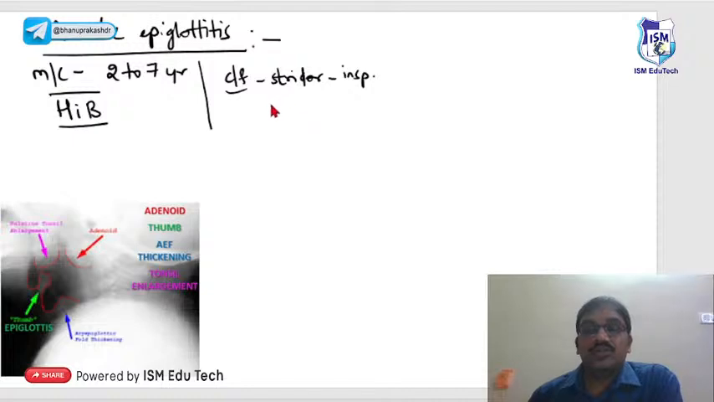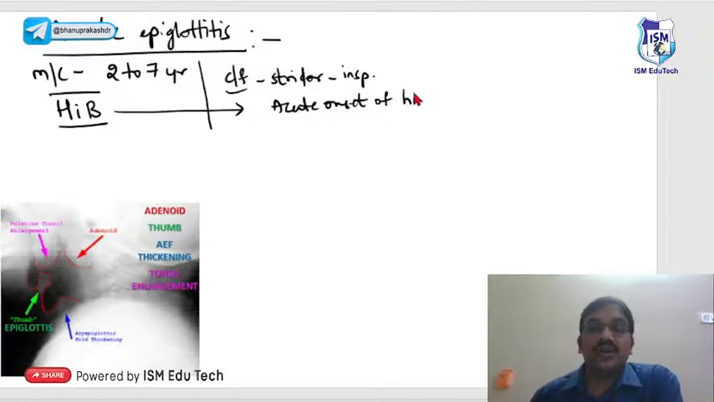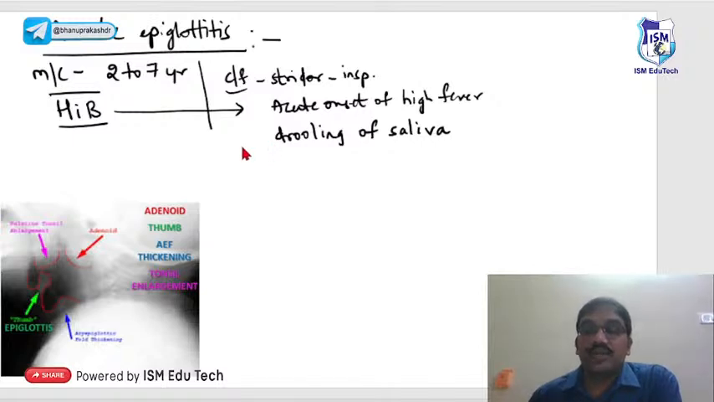Due to the virulence of the infecting organism, there will be acute onset of high grade fever, and the patient will have difficulty in swallowing, so there will be drooling of saliva. So this is about acute epiglottitis. Rather than the supine position, instead of sleeping, the patient prefers the sitting position. So that we can see here in case of this condition.